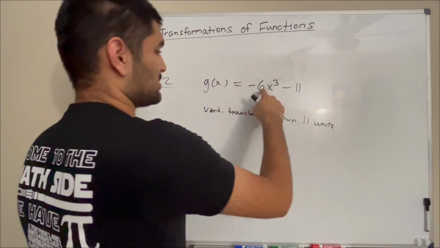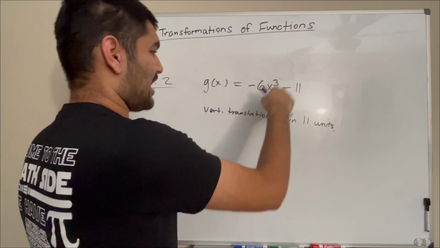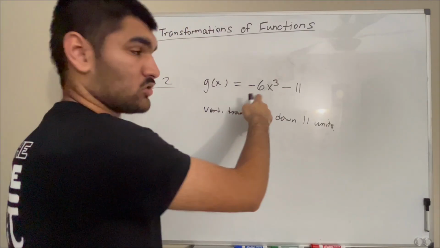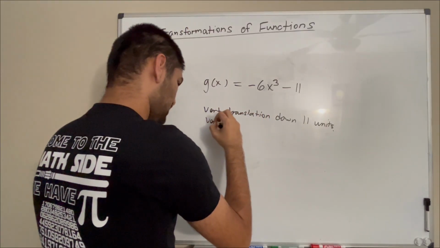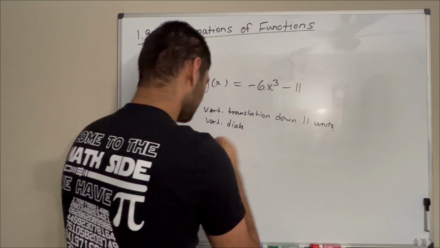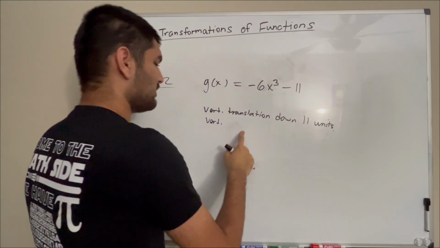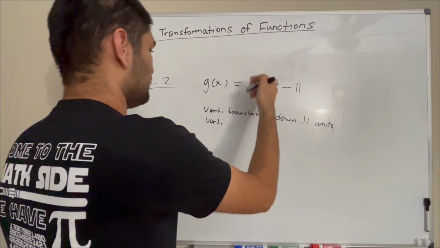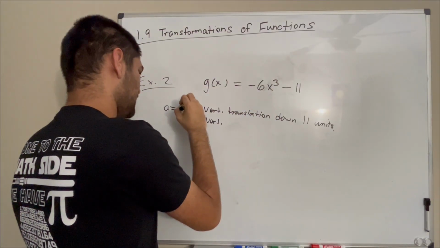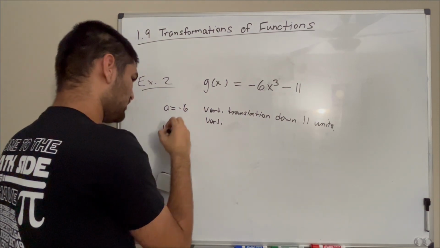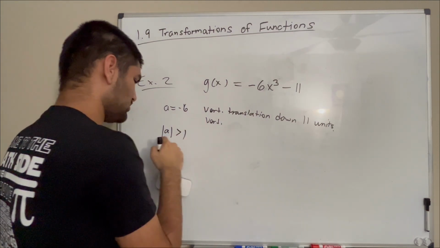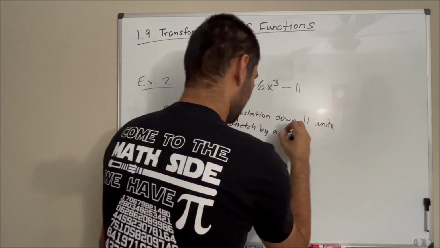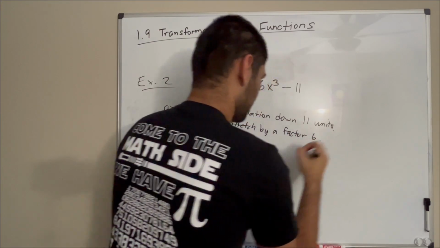Then we move on to dilations. The negative 6 is outside of the power, right? It's not in the power, so that means that it's a vertical dilation. So we have a vertical dilation, and we see if it's stretched or compressed. So a in this case is equal to negative 6, right? And we said that it's the absolute value of a. So the absolute value of a in this case is just 6, and that's greater than 1. So that's going to be a vertical stretch by a factor of 6.